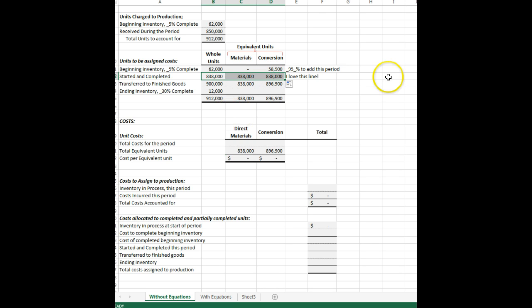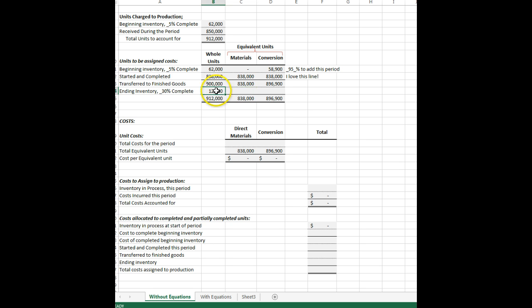Started and completed, all we have to do is just carry this over. It's going to be the same all the way across, 838,000 units. I love that line, by the way. And all we're doing here is just adding. If you'll notice, we're just adding all the way down. So there's no subtracting, no dividing or anything until we get down to here. But all this is just addition.